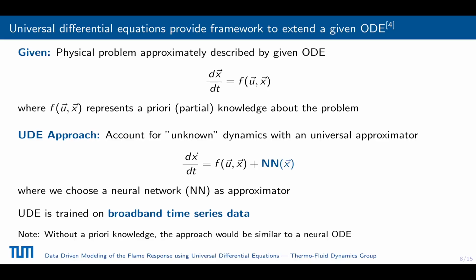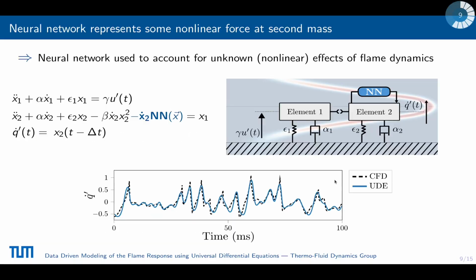This UDE is now again trained on broadband time series data. So again, how can we imagine all of that? Now we see again what we had before. Everything in black is just the default ODE that we already know, for which we know that the FDF is recovered nicely. And now in blue, we see an additional term, which now transforms this ODE into the UDE. So we now see a contribution that is approximated by a neural network. And how can we imagine that? If we look at the elements on the right, so the physical representation of the ODE that we are looking at, we can now see that the neural network is acting like some nonlinear force on the second element, which is approximating what we are currently missing.